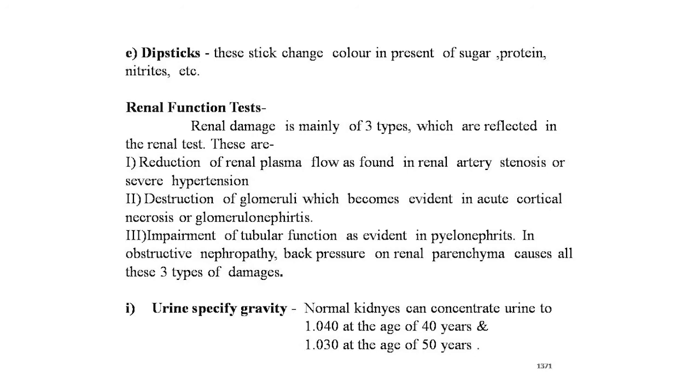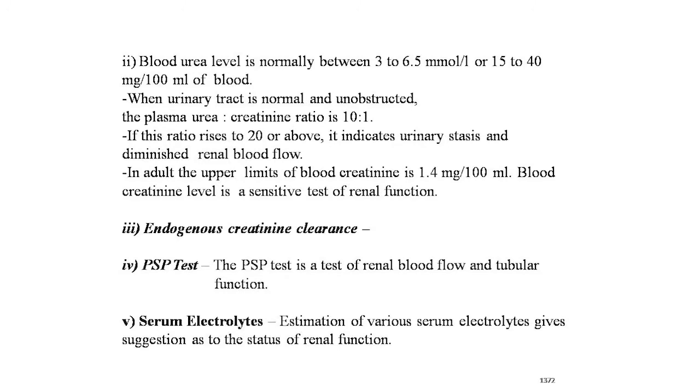Now the next renal function test is the urine specific gravity. Normal kidneys concentrate urine to about 1.040 at the age of 40 years and 1.030 at the age of 50 years. The second point is the blood urea level, which is normally between 3 to 6.5 mmol per liter, or 15 to 40 milligram per 100 ml of blood. When the urinary tract is normal or unobstructed, the plasma urea to creatinine ratio is 10:1. If this ratio rises to 20 or above, it indicates urinary stasis and diminished renal blood flow.